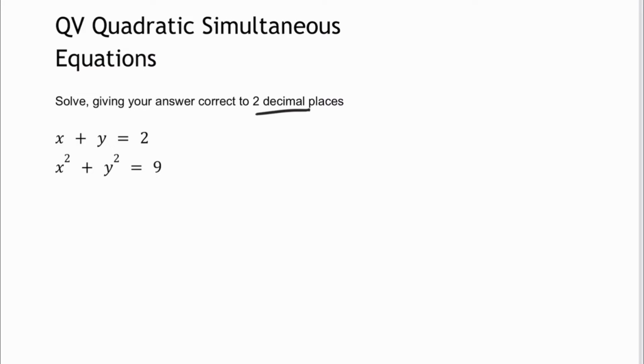However, to begin with, what I'm going to say is the value of y must be equal to 2 minus x, and all I've done is rearranged that first equation, and then I can take that value of y and put it directly into my second equation. So rather than writing y, I'm going to write 2 minus x multiplied by 2 minus x, and that all equals 9. And then really it's a case of, initially at least, expanding that.